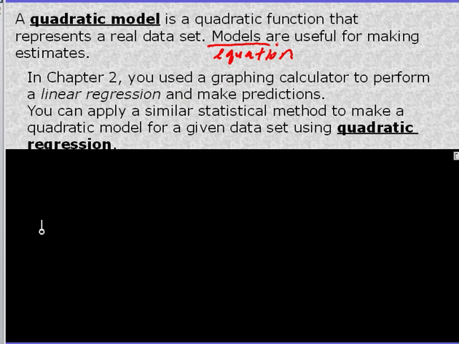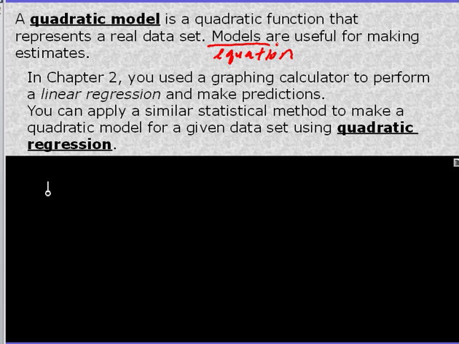We can do a similar thing for quadratic models as well, using a quadratic regression. And our graphing calculators have quadratic regression functions on them. So we're going to do it in a similar way. We're going to put data into the calculator, use the quadratic regression function, and it's going to give us the parameters for our quadratic equation.